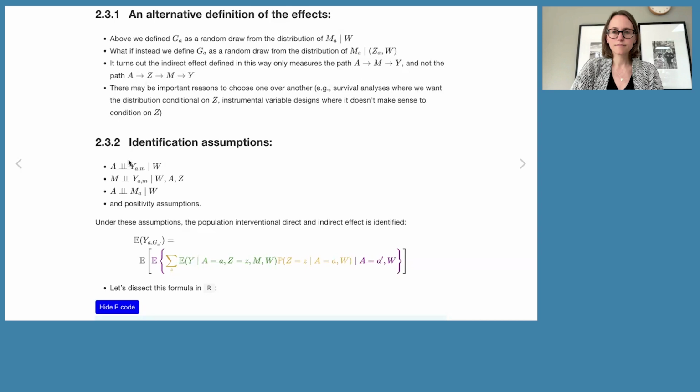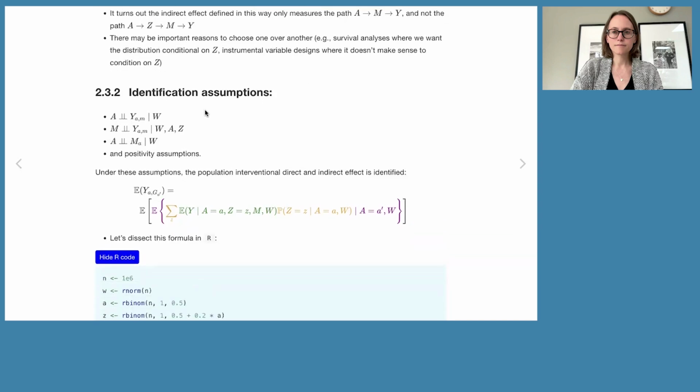And so there could be important reasons to choose one over another. We won't get into this, but you can look at the references on this page if you want more details. There are additional nuances that we're not going to get into for the sake of time. Okay, so for these effects, we've done away with that problematic fourth identification assumption that we needed for natural direct and indirect effects.